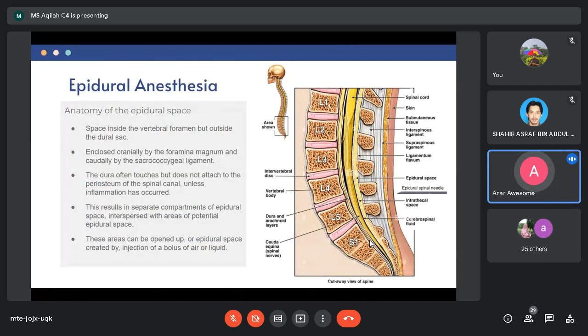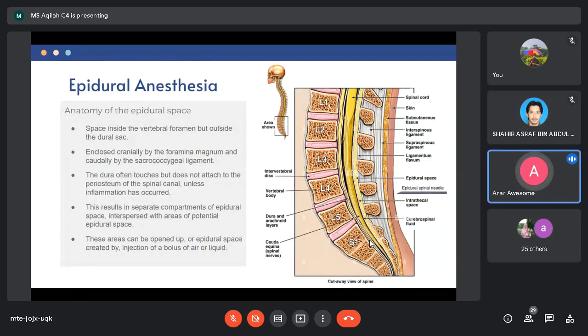Okay, for the epidural anesthesia, we touched briefly on the anatomy of the epidural space. The epidural space is a space outside the dura mater. It is a space inside the vertebral canal and outside the dural sac. It is more of a potential space. It's actually not open all the time. It is a potential space where we can expand.